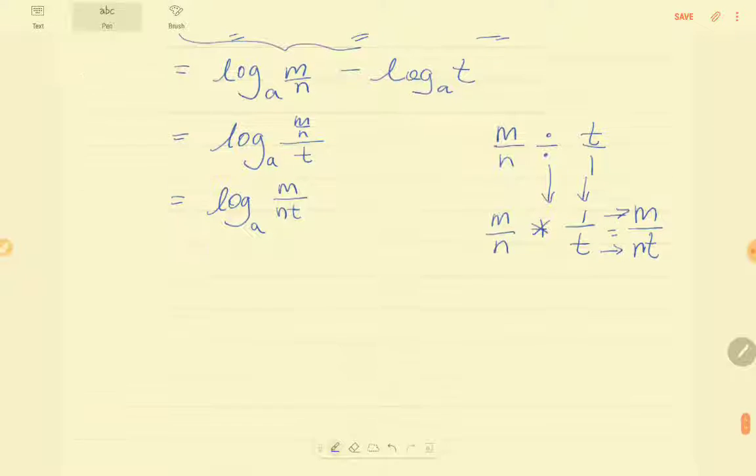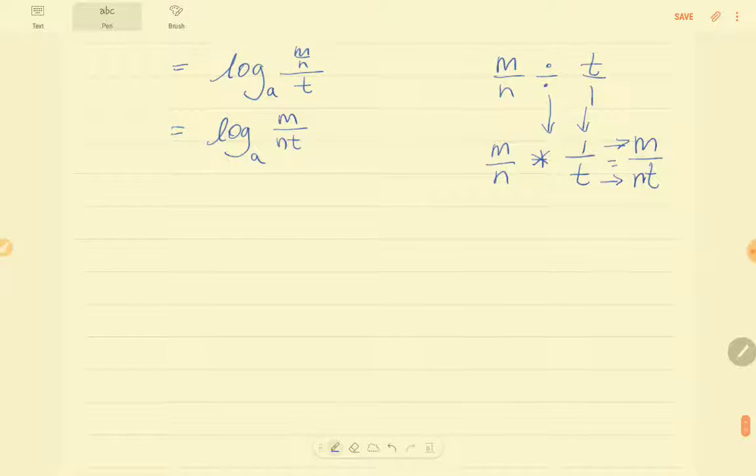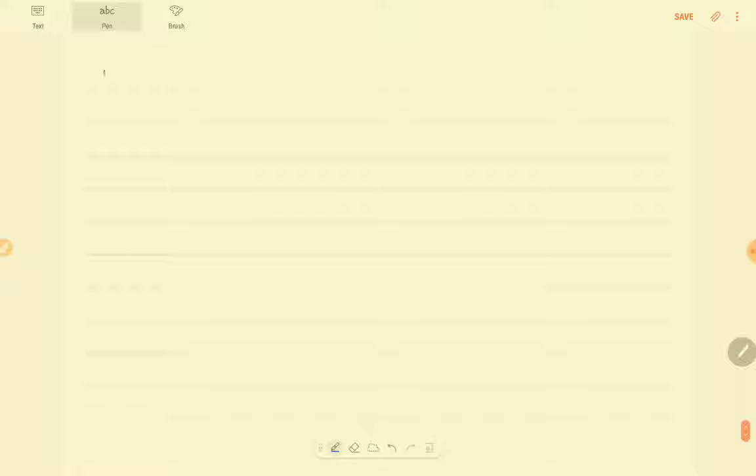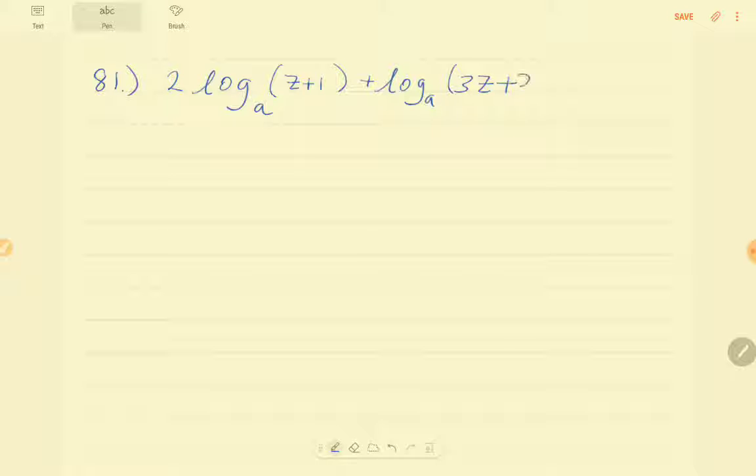See, they're fun, right? Aren't they so much fun? Let's look at number 81. This one's a doozy. 2 times the log base a of z plus 1 quantity, and then plus the log base a of quantity 3z plus 2.